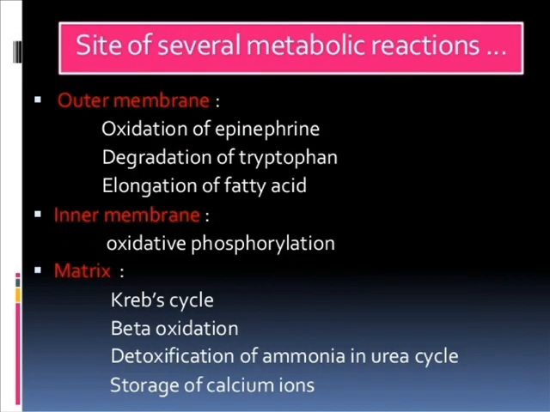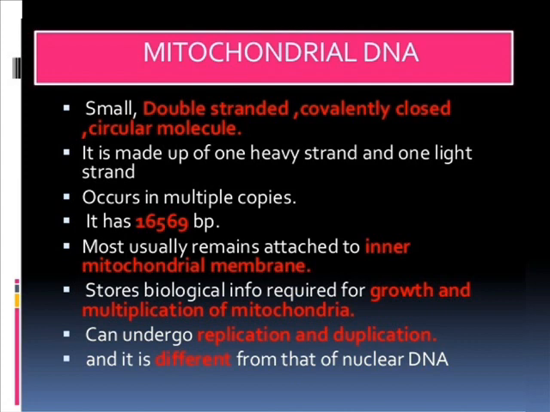The mitochondria serve as a site of several metabolic reactions. In the outer membrane, we can see oxidation of epinephrine, degradation of tryptophan, and elongation of fatty acids taking place. In the inner membrane, oxidative phosphorylation takes place. In the matrix, important metabolic reactions like the Krebs cycle, beta oxidation, detoxification of ammonia in the urea cycle, storage of calcium ions, etc. occur.